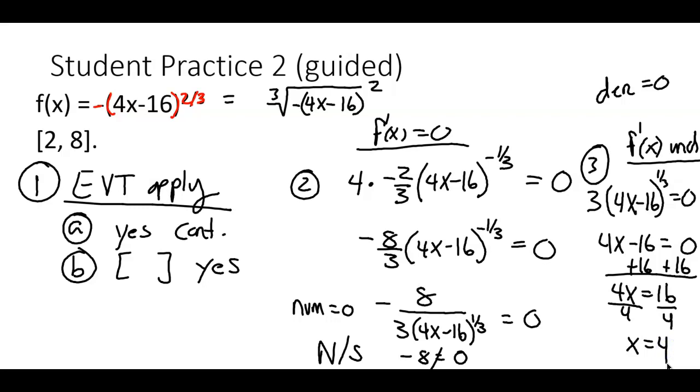So I didn't get any critical values where the derivative was equal to 0, but I did get some critical values where the derivative was undefined. Now, if the derivative is undefined, that could be because it's not continuous, or it could be a cusp. I know this has to be a cusp because I already know this thing's continuous everywhere.